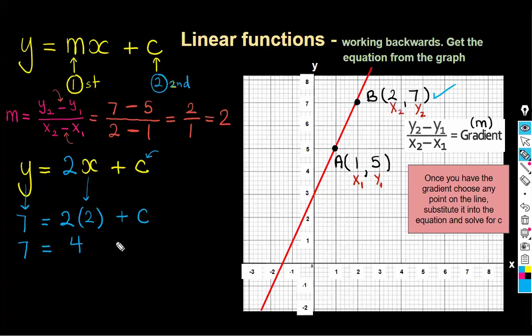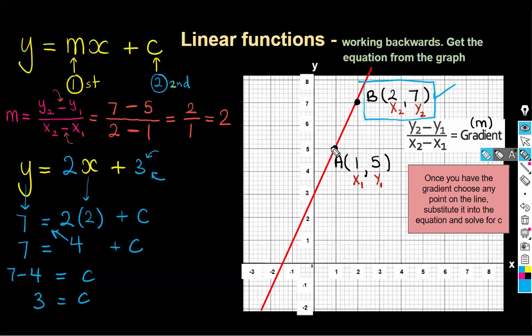2 by 2 is 4 plus c. To solve for c, I just need c on one side. C is already on this side. Throw across positive 4, you get minus 4. Ta-da! C is 3. And I can replace c with 3 now. Isn't that the equation we had on the slide before? Look at it. The student was able to backtrack to get the equation from only seeing the graph. He just worked backwards. He knows the equation now is y is equal to 2x plus 3.